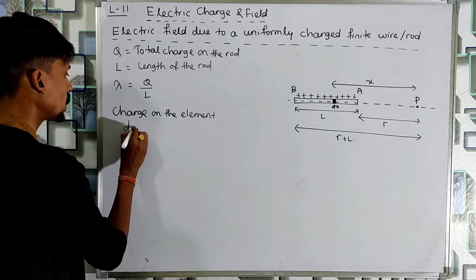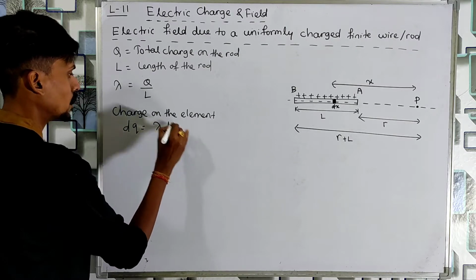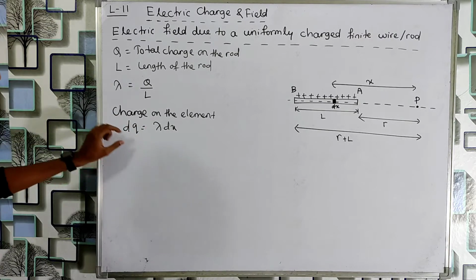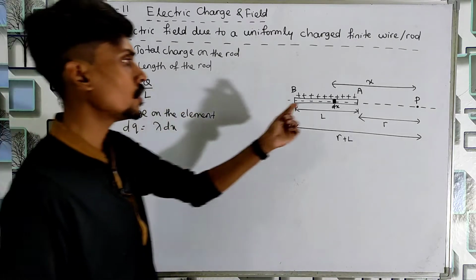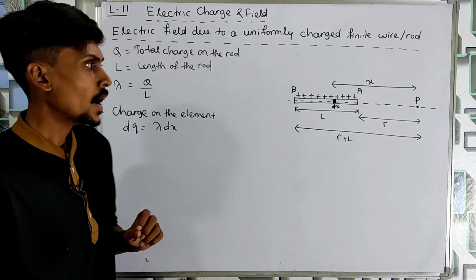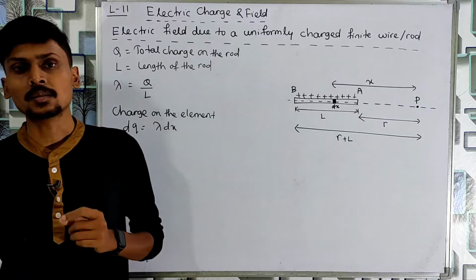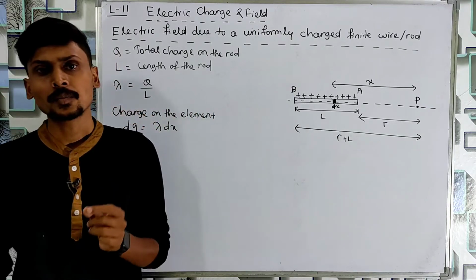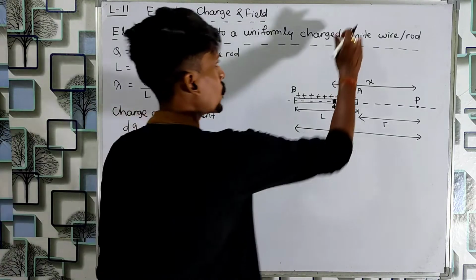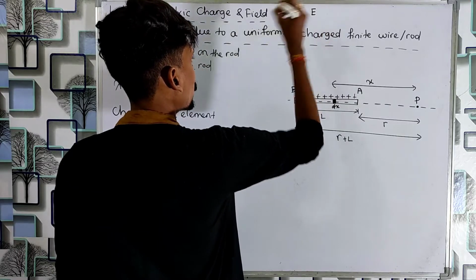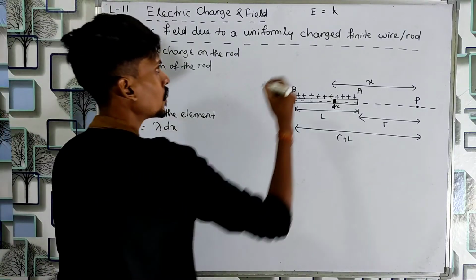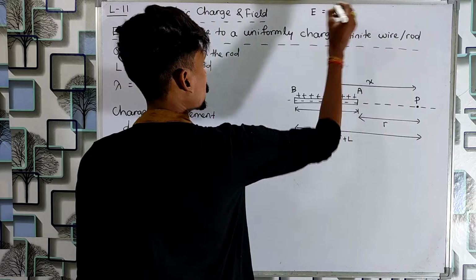dq is equal to lambda into dx. Since lambda is the linear charge density, lambda into dx will be the amount of charge present on this element. And this element will behave as a point charge because the element has very small, negligible thickness. And you know that for a point charge, the expression for electric field is how much? K, the Coulomb's constant, 1 by 4 pi epsilon naught, into Q divided by R square, or distance square.